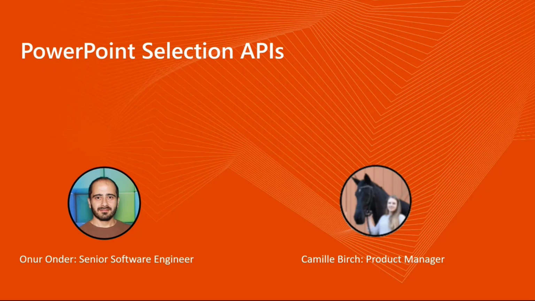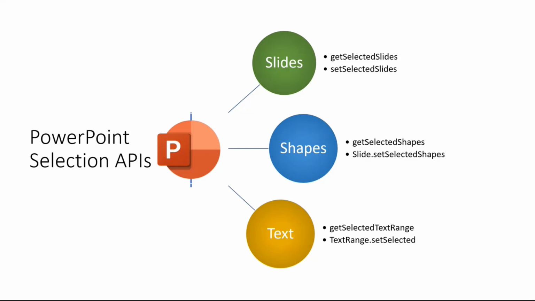Good morning, everyone. My name is Owner, and I'm a software engineer on the PowerPoint team. As Camille mentioned, we are going to talk about some selection APIs today. We want to point out some of the new things that we are going to give in this update. We can talk about the selection information around the slides, where we provide the selection information on the currently selected slides, or the add-in can set some selected slides. Similarly, that works with shapes as well: getting the list of selected shapes, or setting a set of selected shapes on the slide. And similarly, we will talk about getting the selected text range and setting a specific text range as selected.